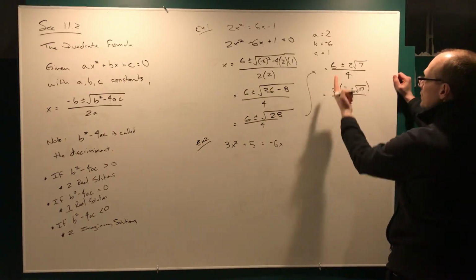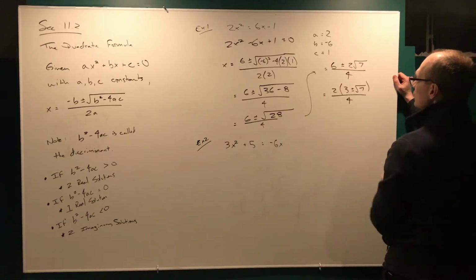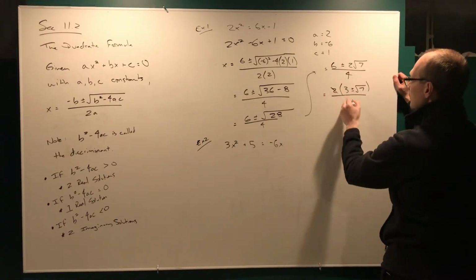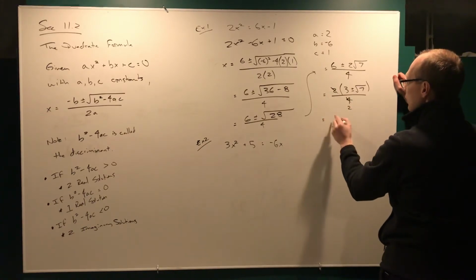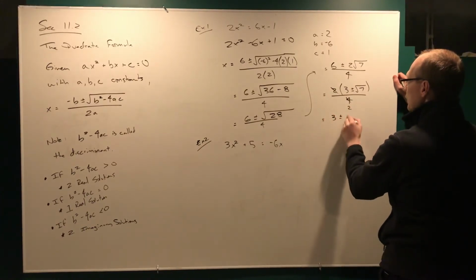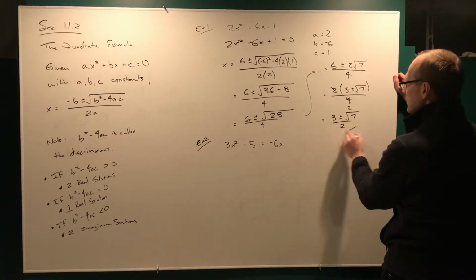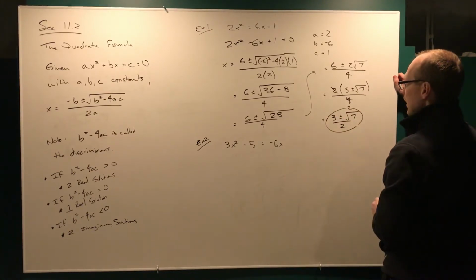2 times 3 is the 6. 2 times the square root is 2 square roots. Now this 2 cancels with the 4, leaving a 2. That would be 3 plus or minus the square root of 7 over 2. You can leave it like this as a single fraction, and it works, or you can separate that into two separate fractions. So that's the process.